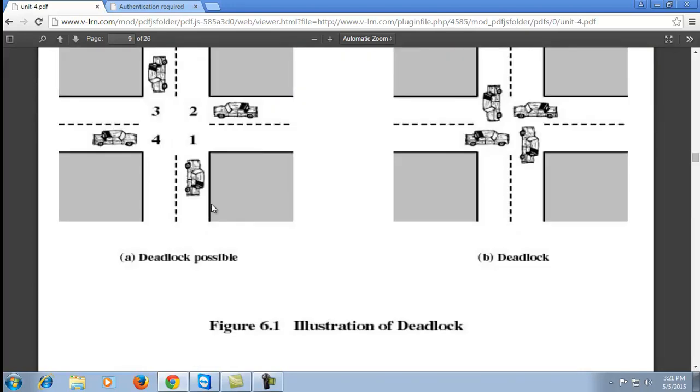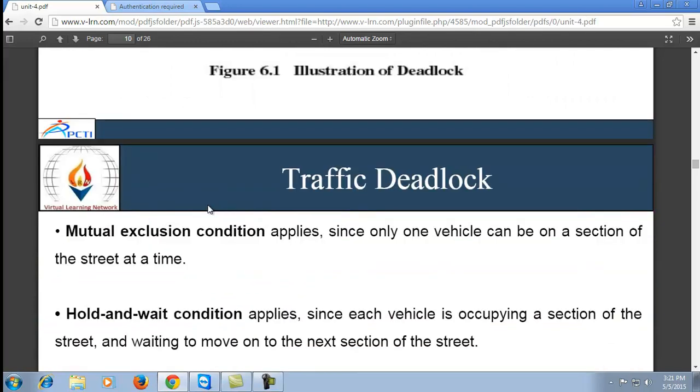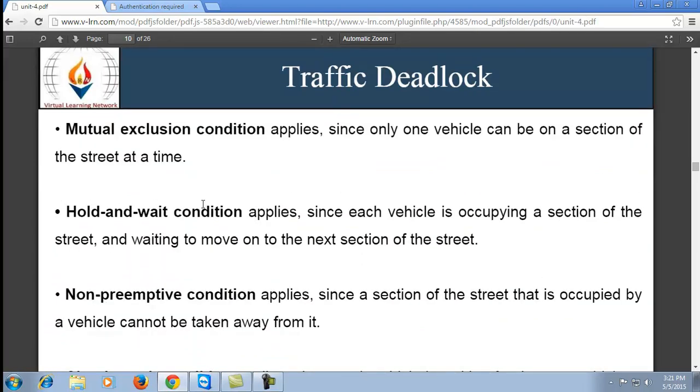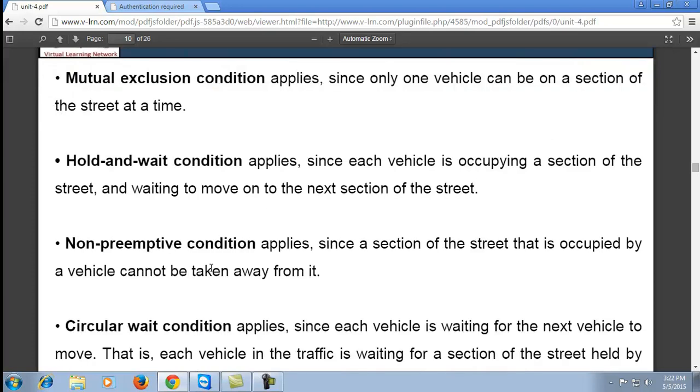These are the illustrations of deadlock. Now come to traffic deadlock. Mutual exclusion condition applies since only one vehicle can be on a section of the street at a time. The next is hold and wait condition, which applies since each vehicle is occupying a section of the street and waiting to move on to the next section of the street. The next one, no preemption condition, applies since a section of the street that is occupied by a vehicle cannot be taken away from it.